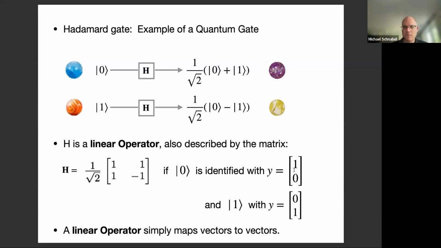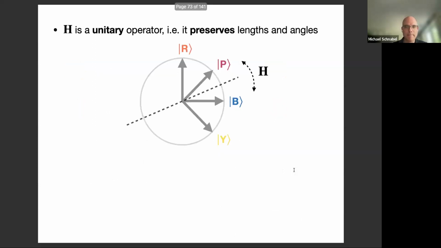And yeah, these are linear operators, and they map vectors to vectors or states to states if they don't change the length. Not every linear operator respects the length, but in quantum mechanics, the so-called unitary transformations respect the length. So the Hadamard gate is a unitary operator. It preserves the length and the angle.